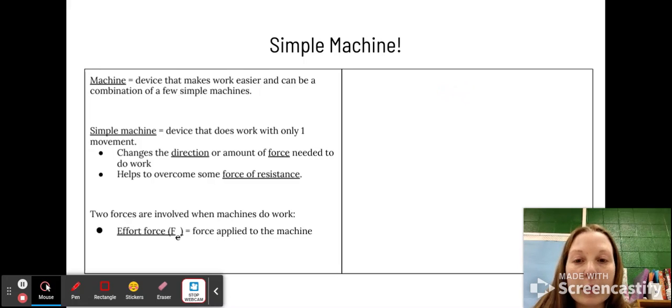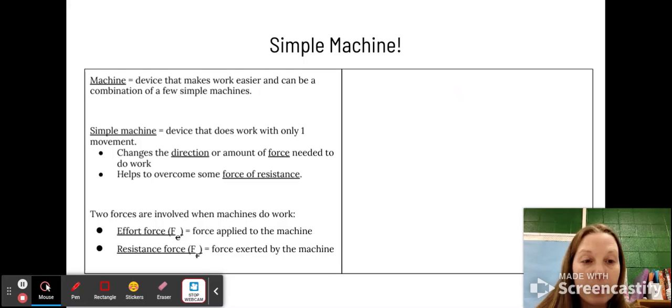There are two forces involved when machines do work. The first one is the effort force, and that's the force applied to the machine. So if we are using a simple machine, we apply the effort force. But then the resistance force is the force exerted by the machine onto the object. The force of resistance is what we're trying to overcome, and the resistance force is what the machine does to overcome that value.